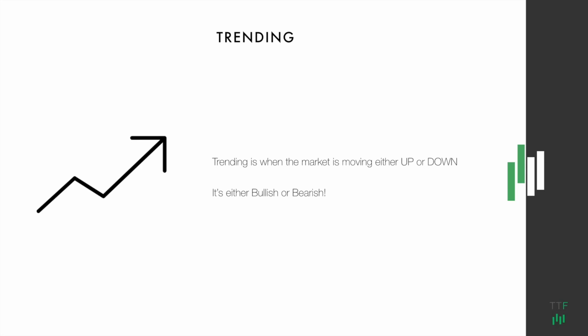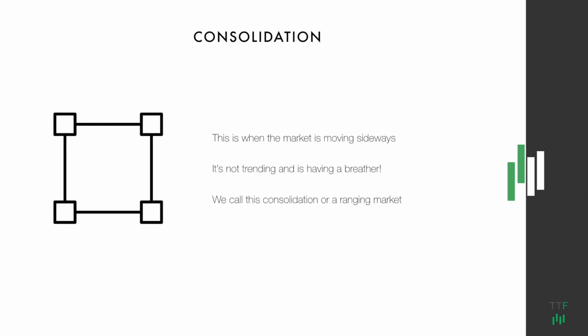We then have trending. So trending is basically when the market is moving either bullish or bearish, either up or down. Very, very simple. The market has three kinds of movements, and I'll talk about the third one in a moment. We have a bullish movement, an upward movement. We have bearish movements, a downward movement. And then finally, we have what we call consolidation.